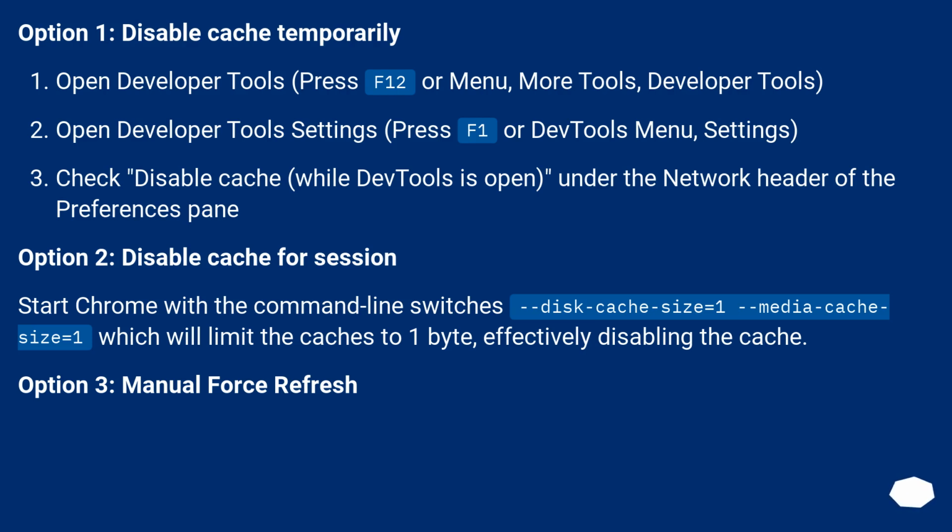Option 2. Disable Cache for Session. Start Chrome with the command line switches --disk-cache-size=1 and --media-cache-size=1, which will limit the caches to 1 byte, effectively disabling the cache.